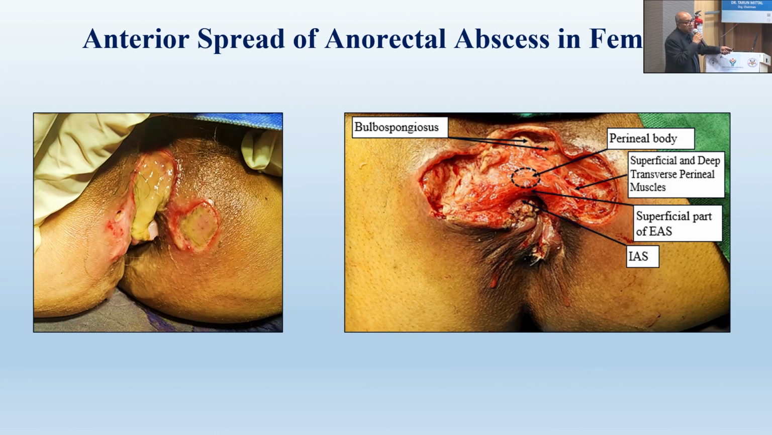Now this is a patient you can make out very clearly. This is an intersphincteric abscess. This is the anterior abscess. And once we had gone for surgery, this was a picture taken after maybe 7 to 10 days. See the perineal body. Dr. Sanjay told you about how the perineal body is there. Internal anal sphincter, superficial part of the external sphincter, bulbospongiosus, ischiocavernosus, all the muscles you can see over here. So that is how the perineal body looks.